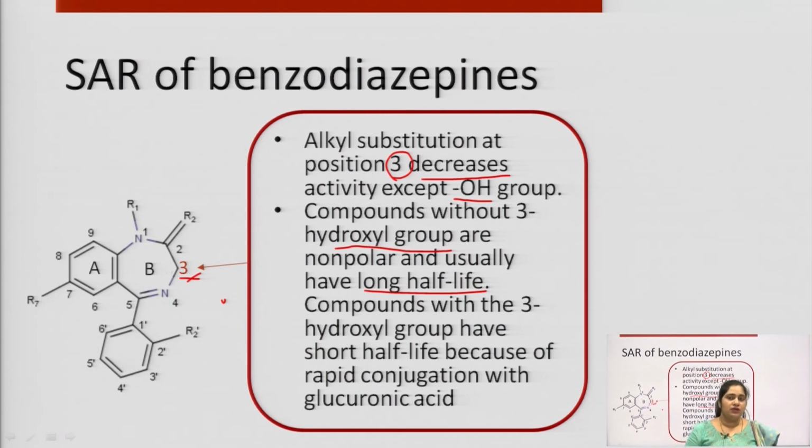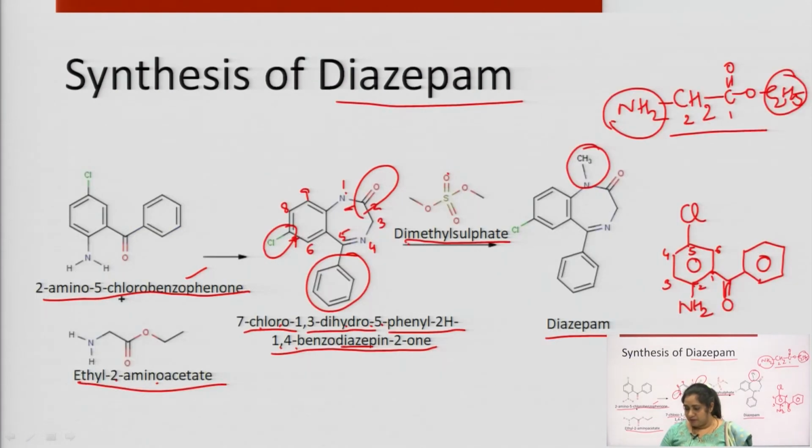We should not substitute position number 3 apart from a hydroxyl group, as substitution with a hydroxyl group leads to polar compounds, and those will have a shorter half life.